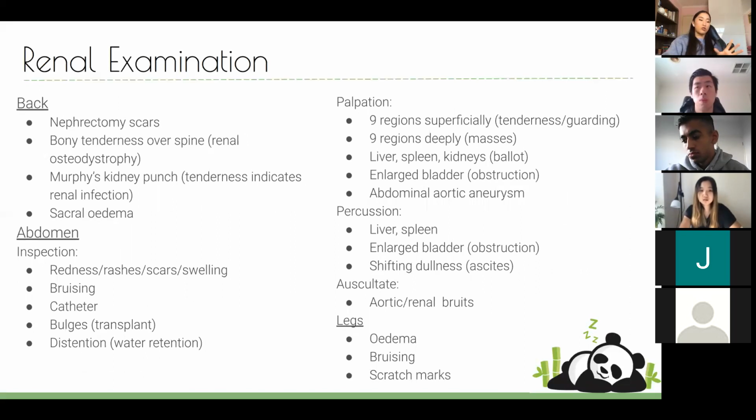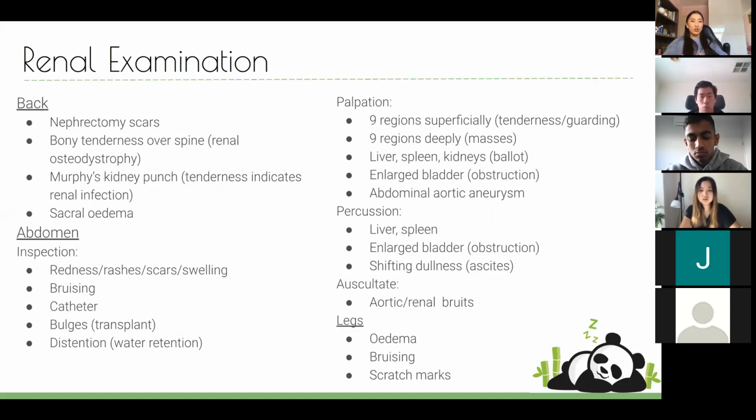Then we get to the good stuff, the back and the abdomen. So in the back, you look for any scarring for nephrectomy, but you do your punch down the spine. So just tapping with the back of the palm. And that's going to be your renal osteodystrophy, so your bone disease. You do Murphy's kidney punch, so you buffer with your hand and then you tap over each kidney, and tenderness there can indicate renal infection. And you'd also press in the sacrum for sacral edema.